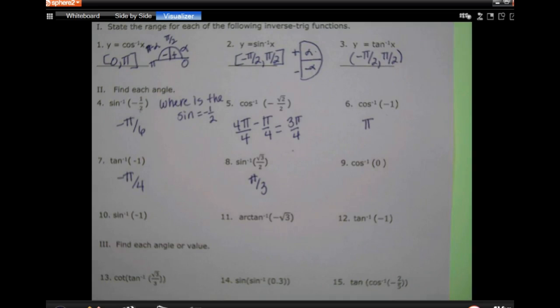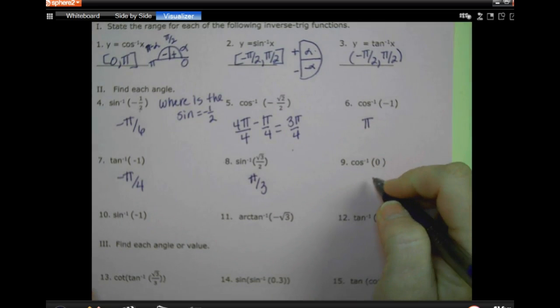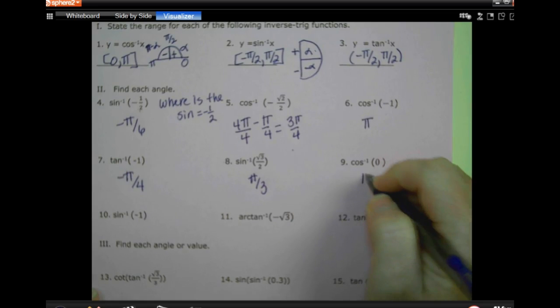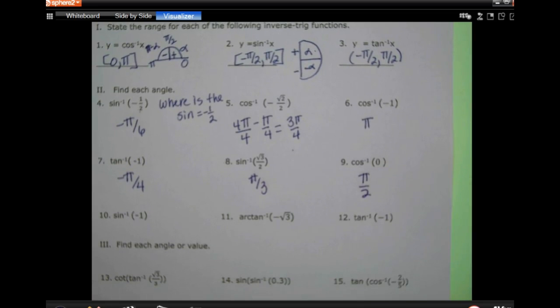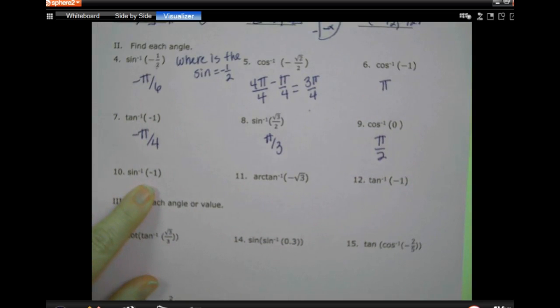Where is the cosine 0, friends? Pi over 2. Is that in my restricted range? So I don't have to do anything. Restricted is the top, the first and the fourth, for the sine and tangent. For the cosine, it's the first and second. Okay. All right, where is the sine negative 1?